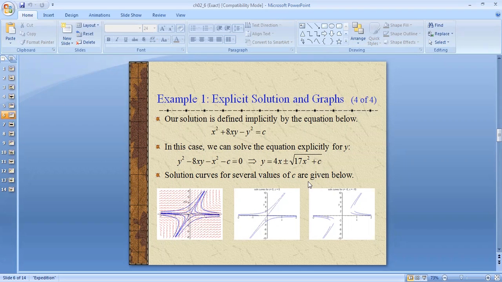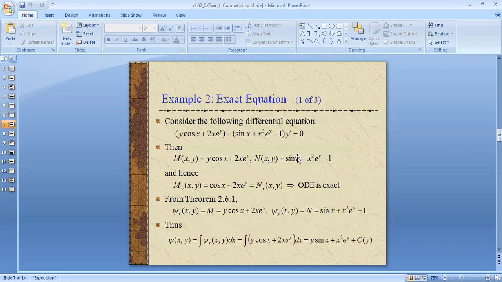So the solution curves for several values of c can be indicated like this. Actually this is hyperbolic, and this is also for different values of c. You can use different software like MATLAB. As an engineering student, you can apply this, solve for different values of c, and show y equals this in a graph. This is the solution curve for this differential equation. You can use different programming tools for this.